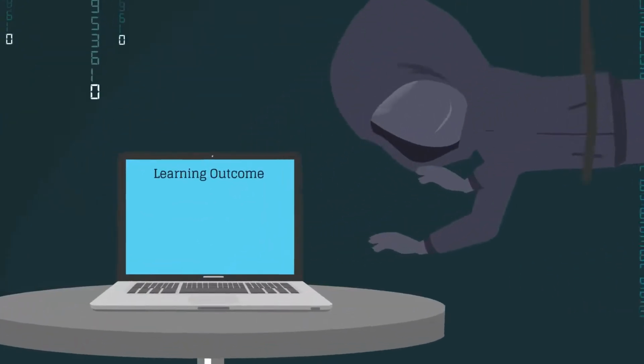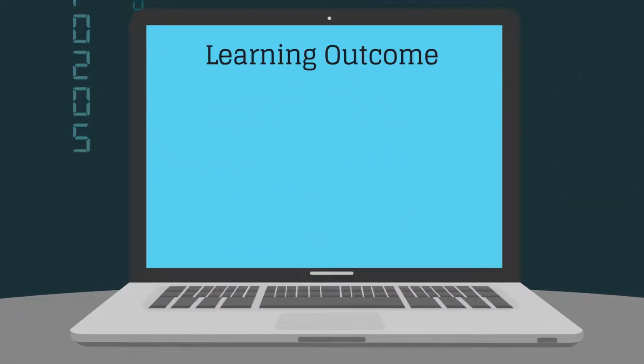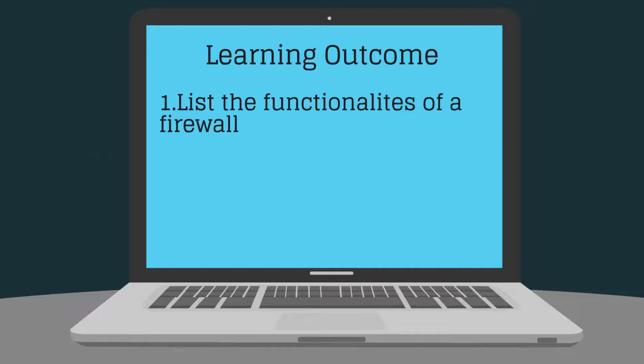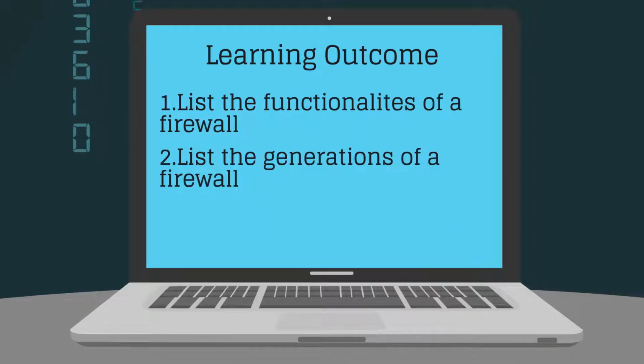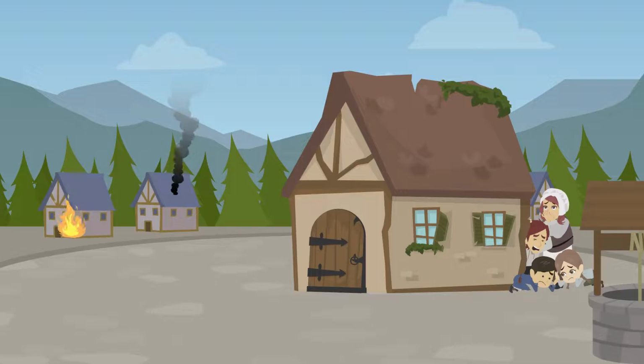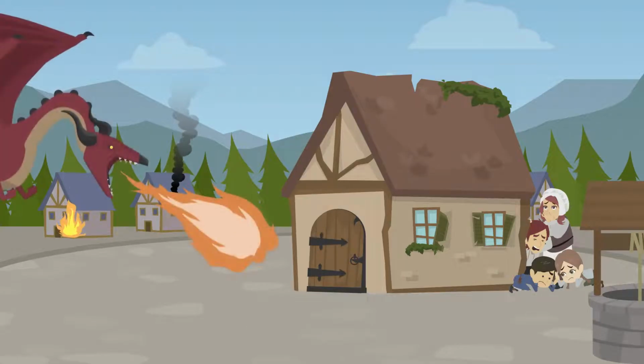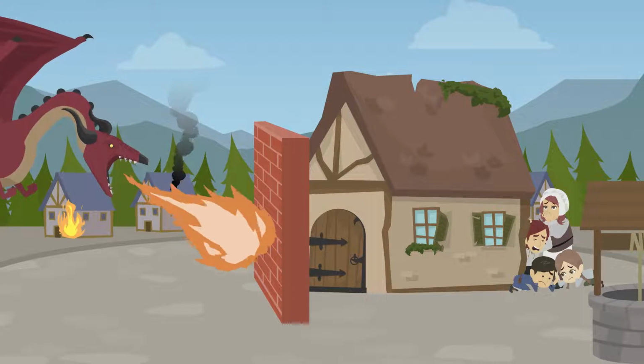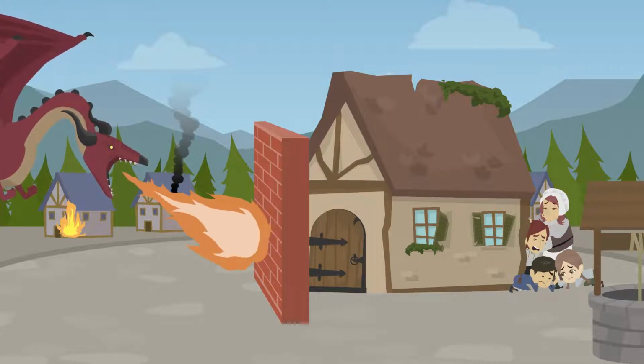The learning outcome of this video is for you to be able to, first, list the functionalities of a firewall, and second, list the generations of a firewall. Just like an actual firewall, the main task of a computer-based firewall is also to protect the property, in this case, the local area network.